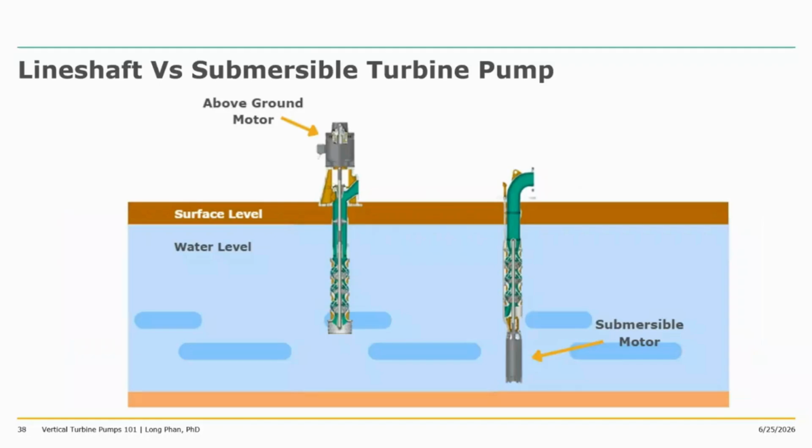All right, so just a little reminder of the two major vertical turbine configurations, right? You have line shaft, which has 4 subcategories: open line shaft and closed line shaft, can turbines, and mixed and axial flow, and then the last one is submersible, right? So the key difference, and I repeat again, is just the motor location. The line shaft motor is above ground, and on the submersible vertical turbine pump, the motor will be underwater.